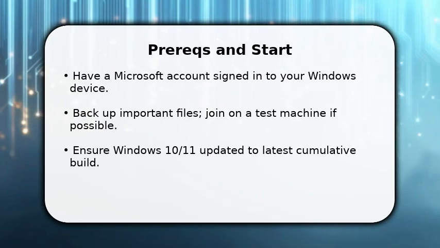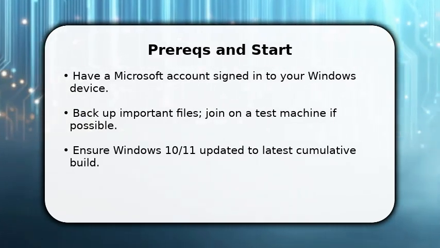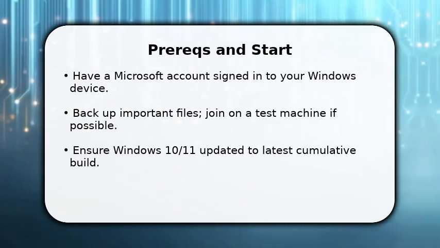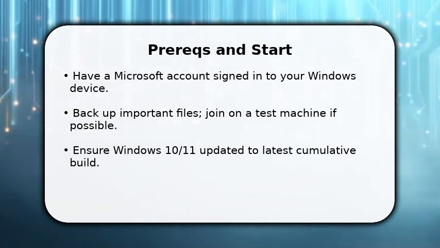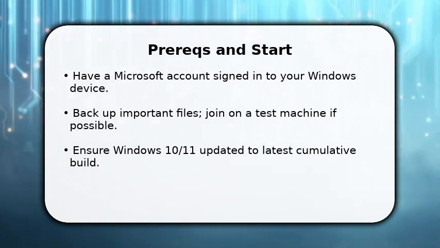You begin by preparing the device and account. Sign into Windows with your Microsoft account and confirm device updates are installed. This ensures compatibility. Once done, open Settings and go directly to Update and Security to start enrollment.